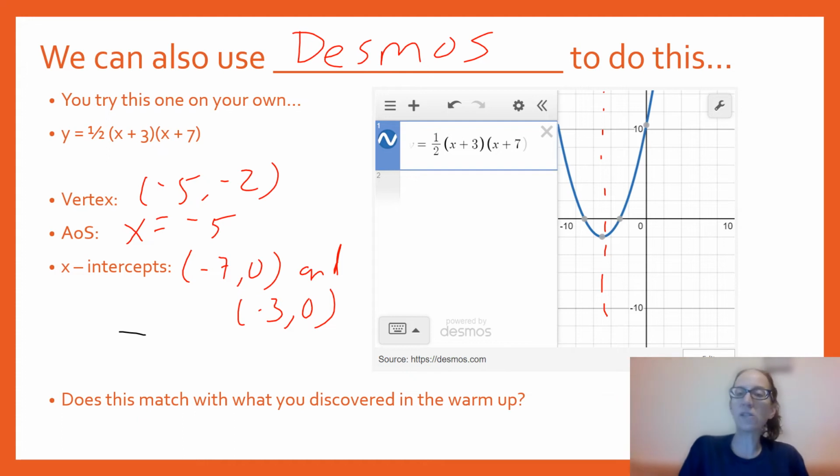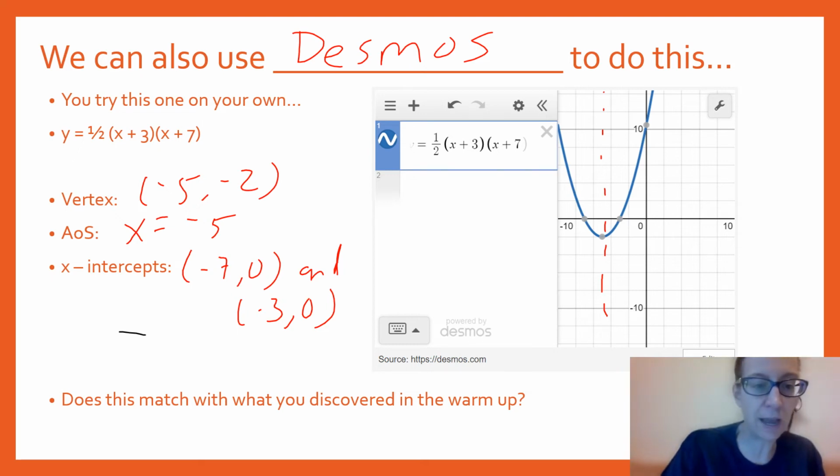So Desmos is another way that you can get the information other than doing it out by hand. Now the question down at the bottom of the slide there says, does this match with what you discovered in the warm-up? In the warm-up, the goal of that warm-up was to see that the axis of symmetry was going to be right in between the two x-intercepts.